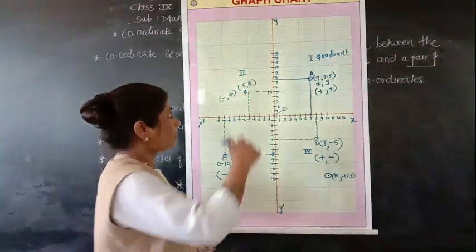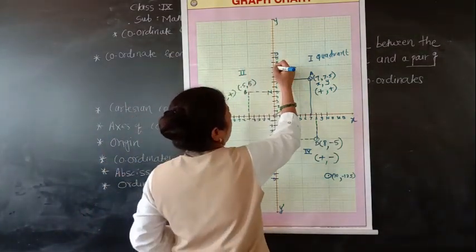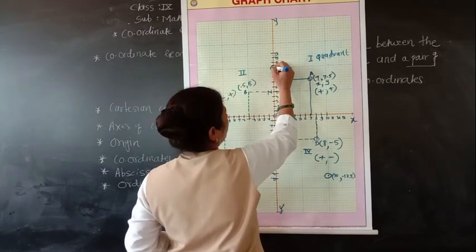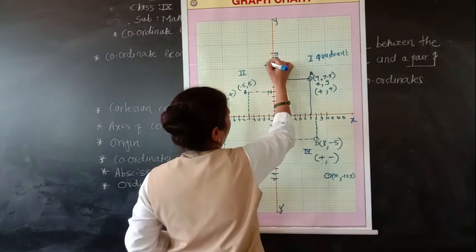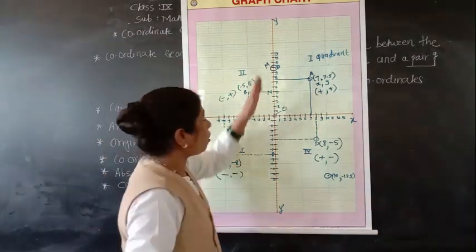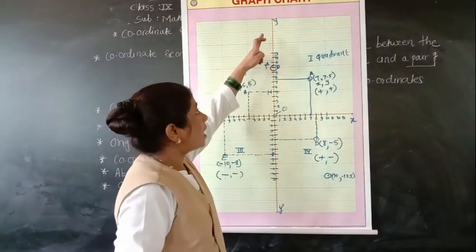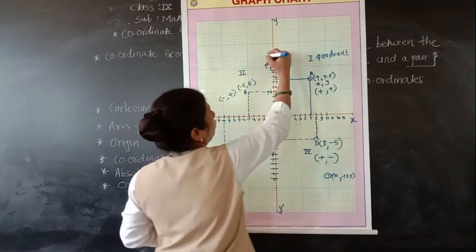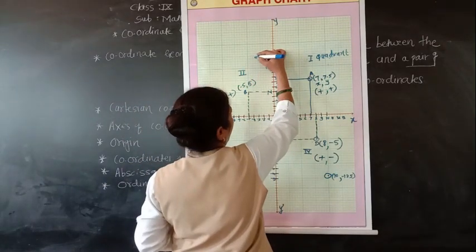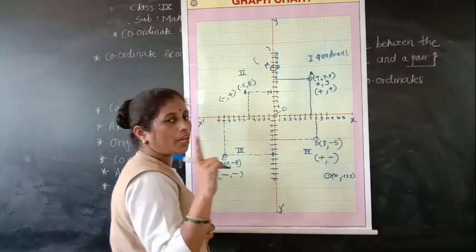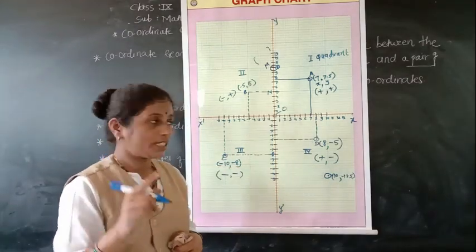Okay, now suppose the point is here only. This is my point, and my point's name is N. Okay, so on which axis does N lie? Y axis. N lies on the y axis. So when you write the point N, first we have to write the x coordinate, right?